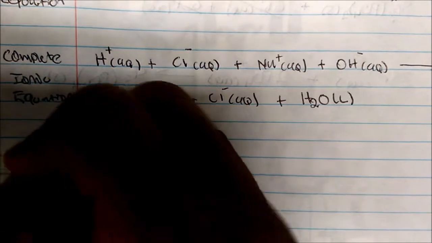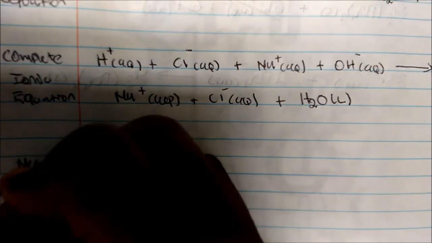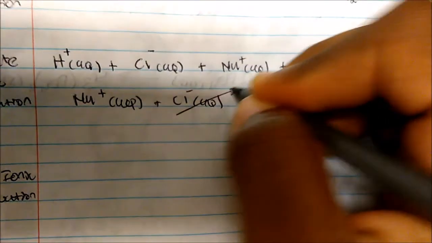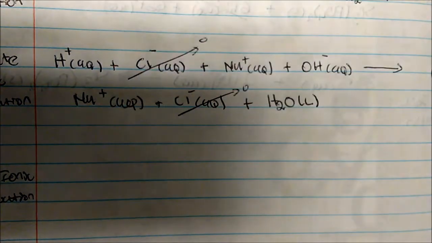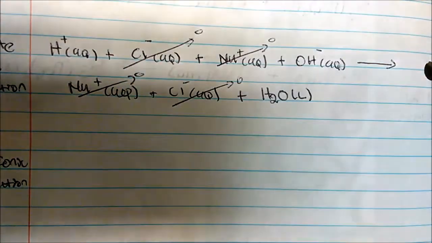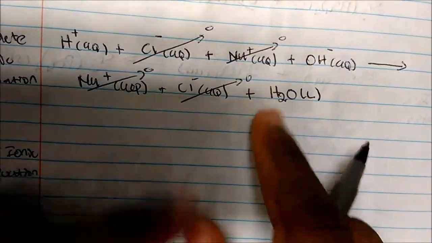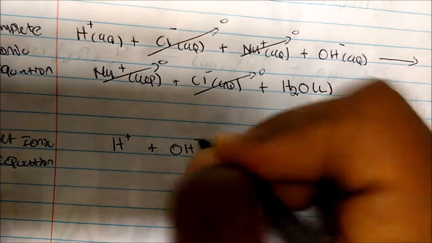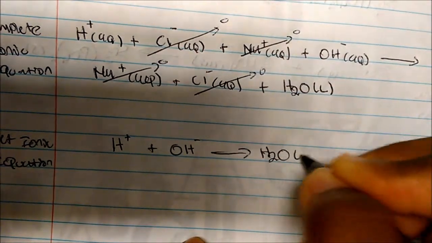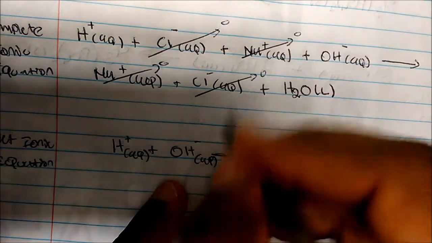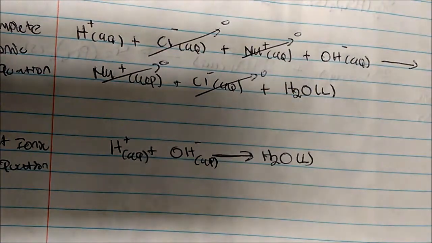Now, if we want to write the net ionic equation, then we simply look for spectator ions. Notice that we have chloride minus on both sides, so these will cancel and go to 0. We have sodium plus on both sides, so this will cancel and go to 0. It looks like we can't cancel anything else. I have H plus plus OH minus, and that will give me H2O liquid. I forgot my subscripts here, so aqueous and aqueous. So this would be the net ionic equation.